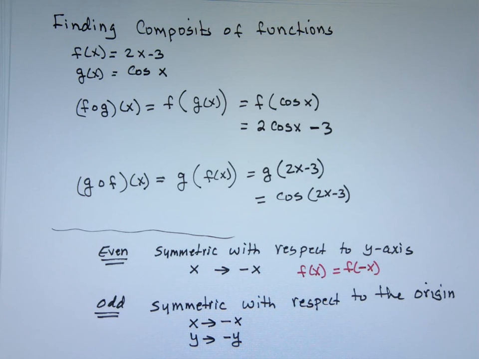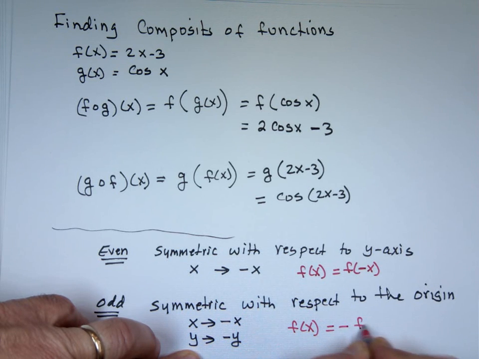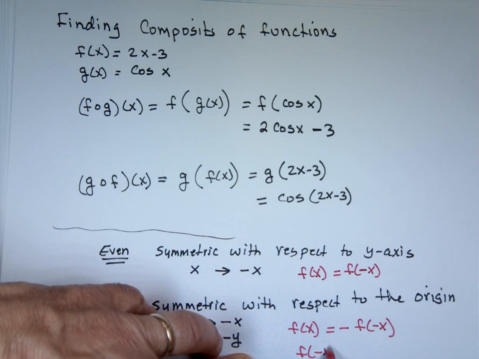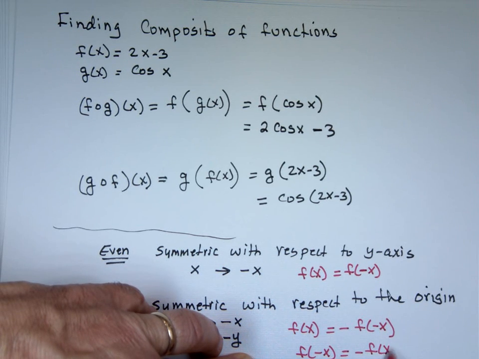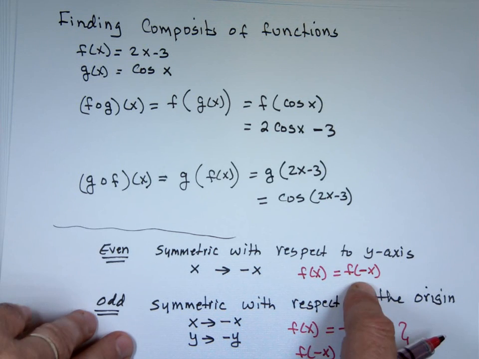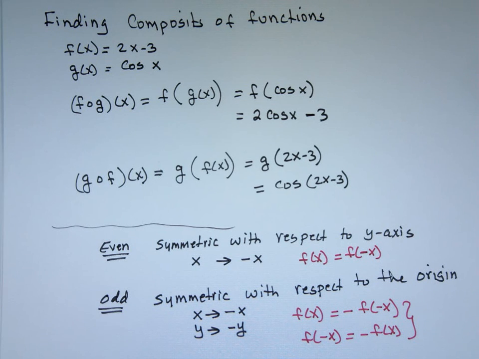Or they'll say f of x equals minus f of negative x. That's another way of saying it. Or they might even rewrite that as f of negative x equals minus f of x. So that tells you your function is symmetric with respect to the origin, or an odd function. This tells you your function is an even function. It's the same thing. Some people use this notation, some people use that one. Same thing. And that's the end of section 1.3 in a quick recap.